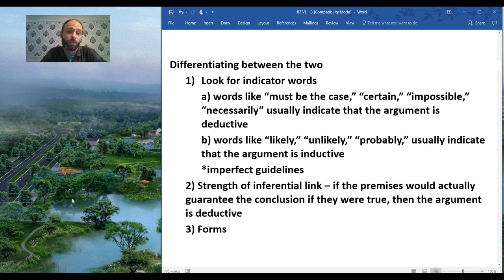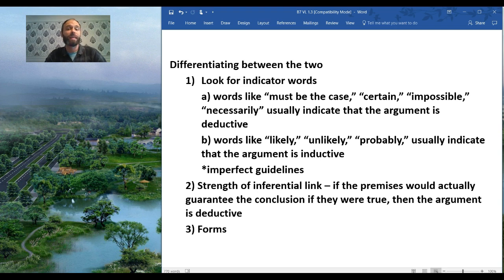All right, so the steps for differentiating between the two. First, look for the occurrence of indicator words. We've talked about indicator words before when we were trying to figure out which parts of arguments were premises and which parts were conclusions. We had specific indicator words for premises and specific indicator words for conclusions. Now, when we're trying to differentiate between inductive and deductive arguments, we'll have other indicator words.